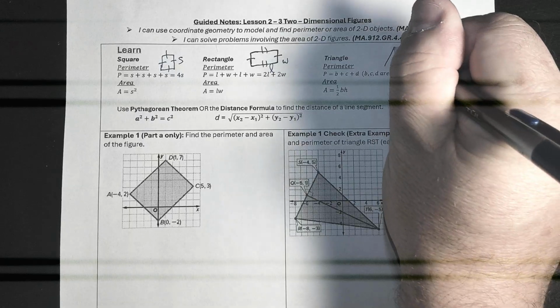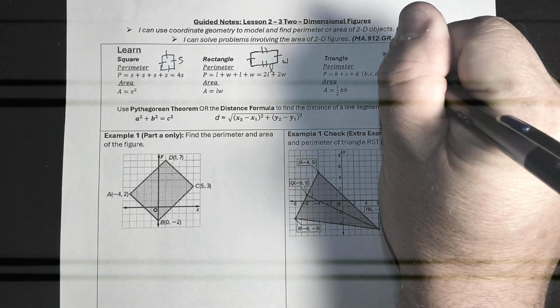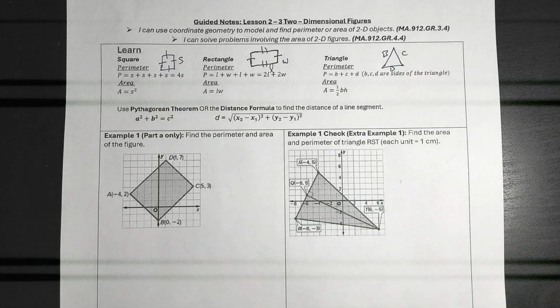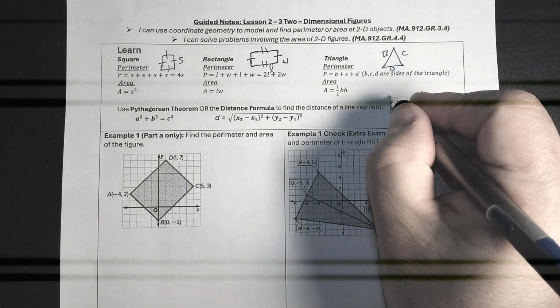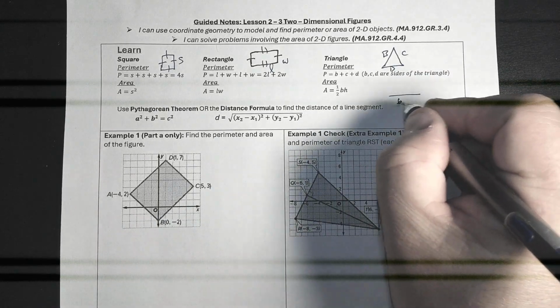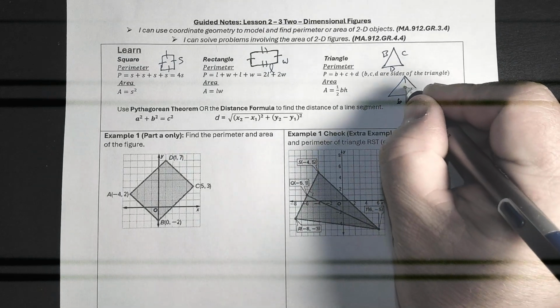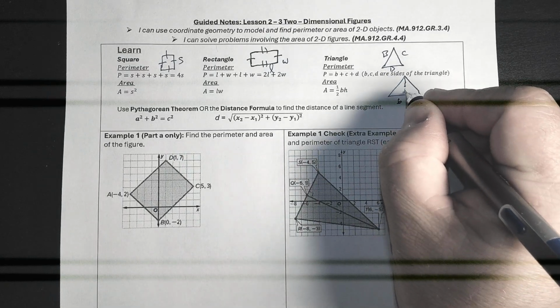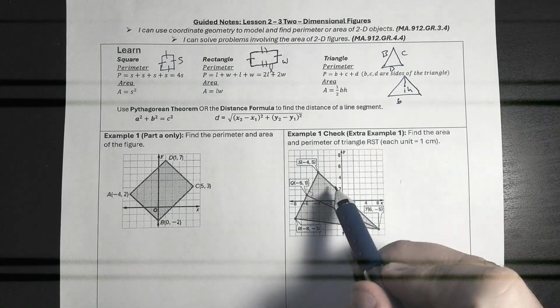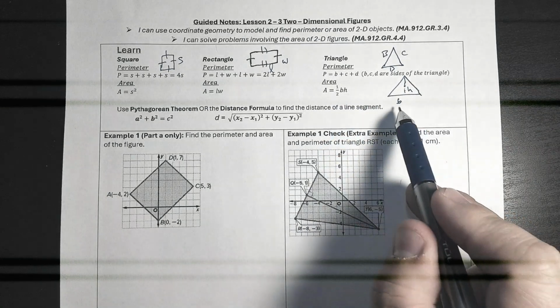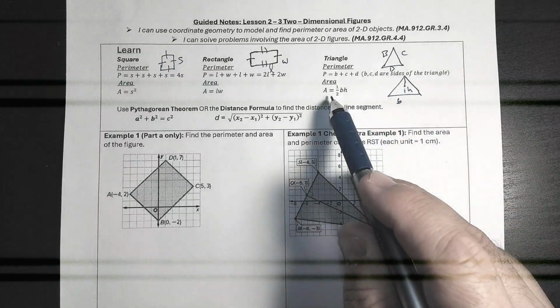Triangle, so we have 3 sides. They call them B, C, and D. The perimeter is just side plus side plus side. Of course, with the triangle, the base is what it sits on, and the height, it's usually a dotted line. Below it's going to be a solid line because it's in the coordinate plane, but over here the area is 1/2 of the base times the height.